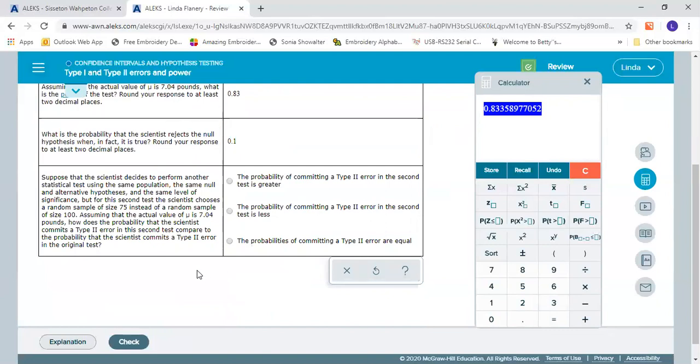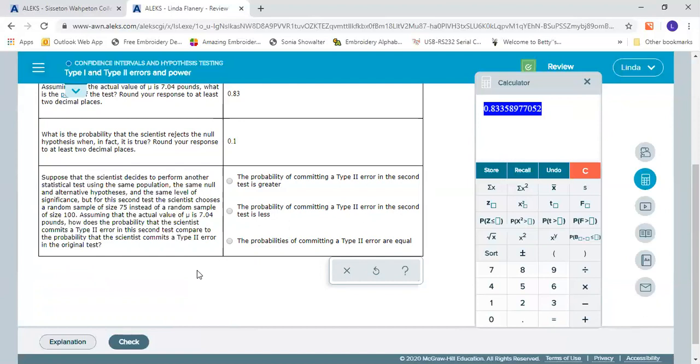Suppose the scientist decides to perform another statistical test using the same population, the same null and alternative hypothesis, and the same level of significance. But for this second test, the scientist chooses a random sample of 75 instead of a random sample size of 100. So my sample size decreased. I went from 100 down to 75. What's the probability of committing a type 2 error?